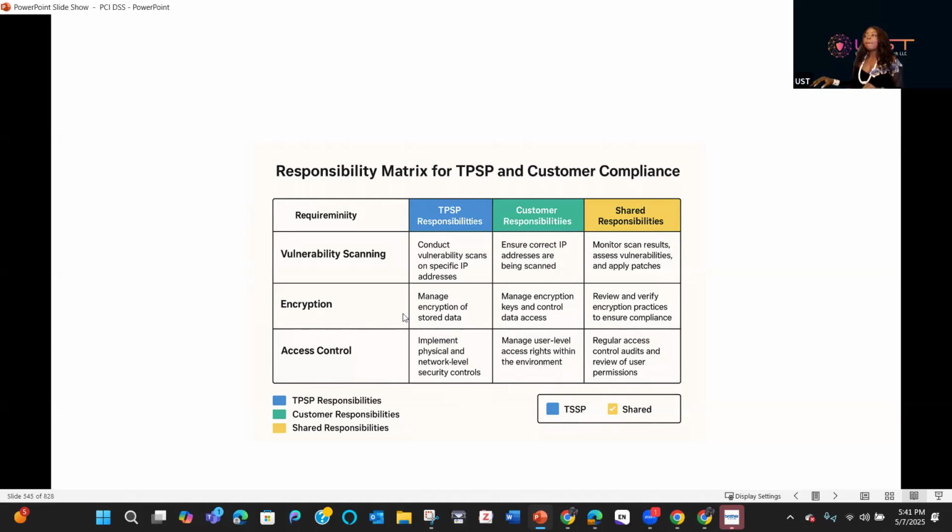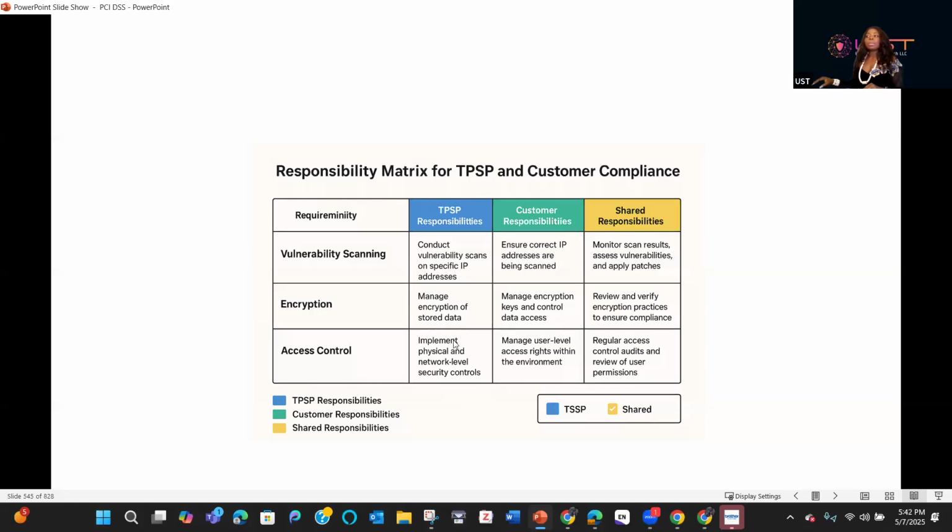What of encryption? Maybe they manage encryption of data. You also manage encryption keys and control the access. If they are the one managing the encryption of the data, but guess what? You are managing the encryption key as well as controlling access. But what is the shared responsibility? That we've discussed already. Review and verify encryption practices to ensure compliance.